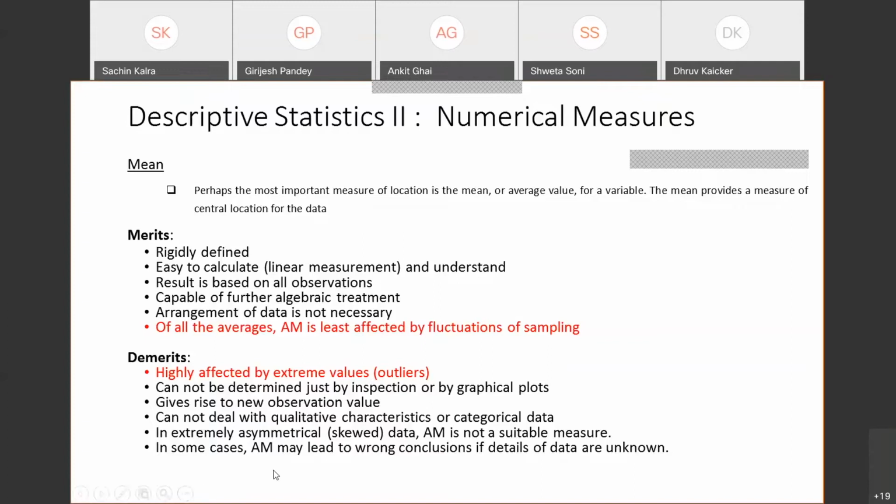And in some cases, arithmetic mean may lead to wrong conclusions if details of data are unknown. Definitely always take all statistical measures and statistics with a pinch of salt, because sometimes it will lead to wrong conclusions.